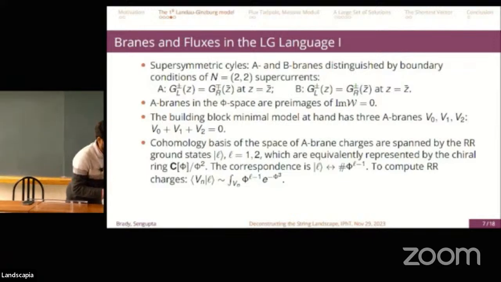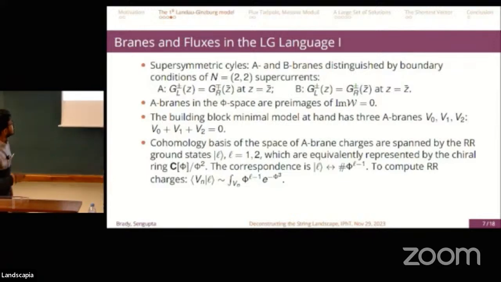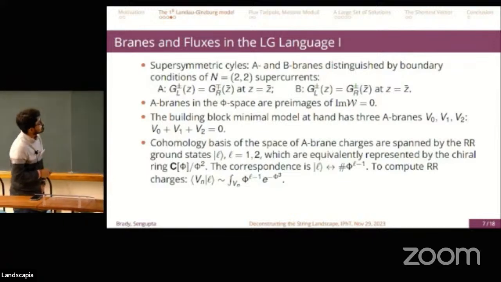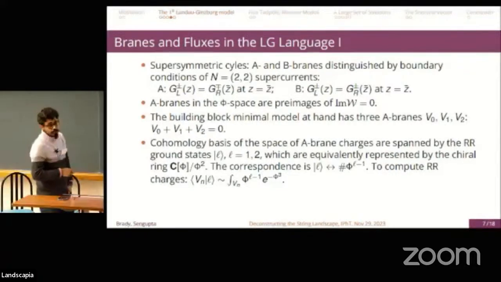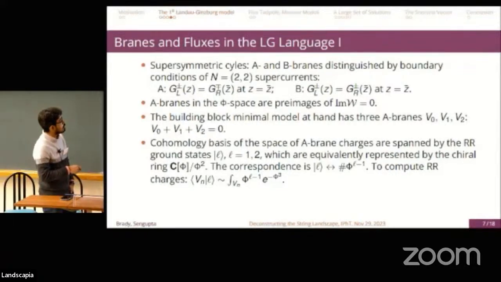So how do you calculate the Ramond-Ramond charges of the A branes? Essentially, you compute a one point disk amplitude like this, an overlap, and essentially it amounts to computing a simple integral of this kind.